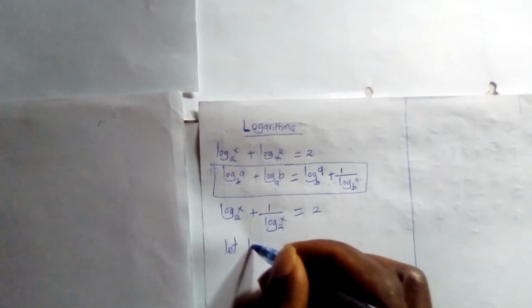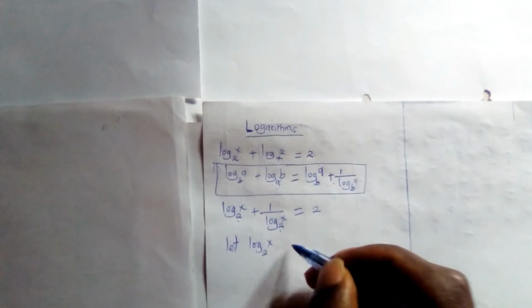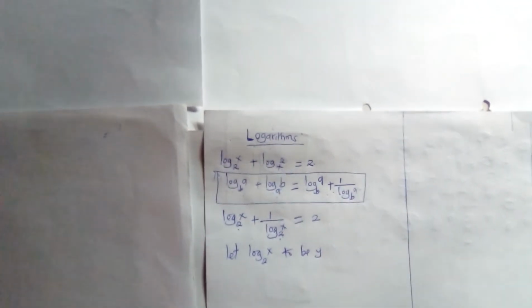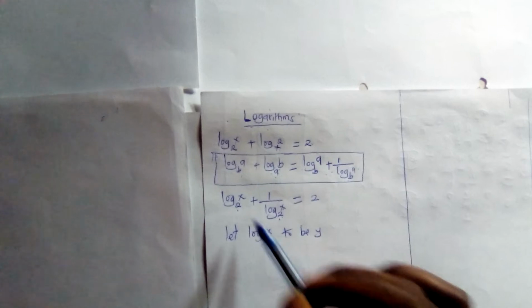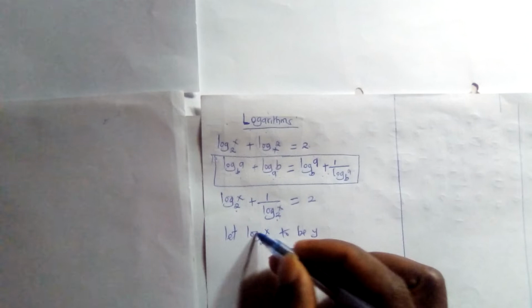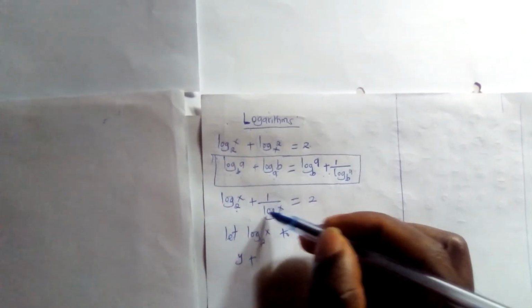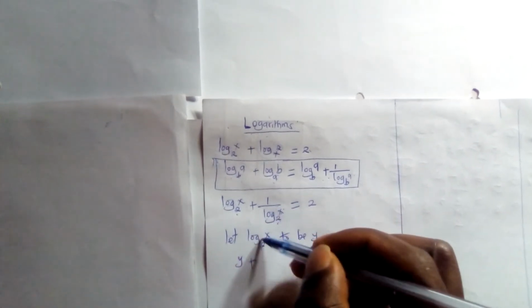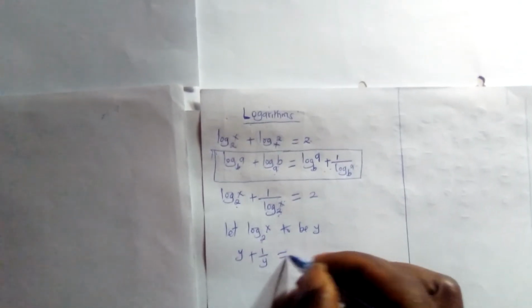Now after this, you are required to say that let log x base 2, because they are the same, be any other number. So my best value here is y. So where log x base 2 is, I'll be substituting with the y, and here I go. So I'll come here, and because log x base 2 is y, I'll say y plus 1 over log x base 2, and log x base 2 is y, so it will be 1 over y. So it is y plus 1 over y equals 2.